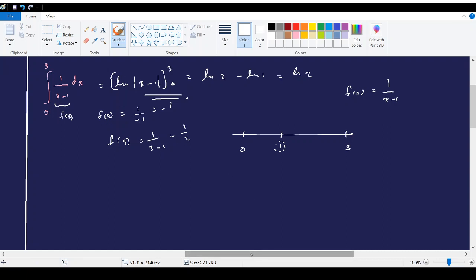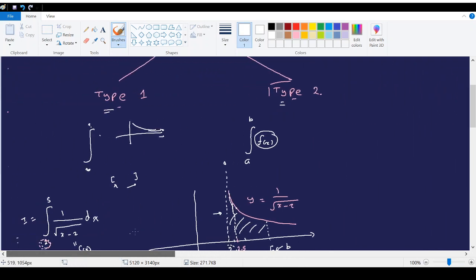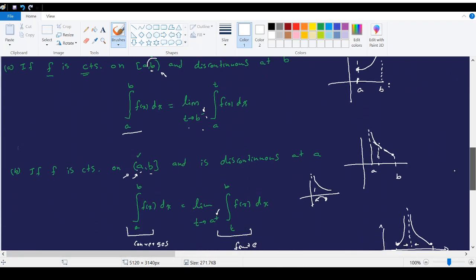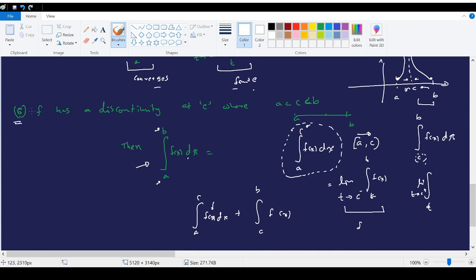Now, that means the third problem falls under the third part of the theorem that I mentioned earlier, right? f has a discontinuity at c, where c is in between a and b, and a is the lower limit and b is the upper limit. So according to the example that I mentioned, a will be equal to 0, b will be equal to 3, and c will be equal to 1. So what we have is this function.